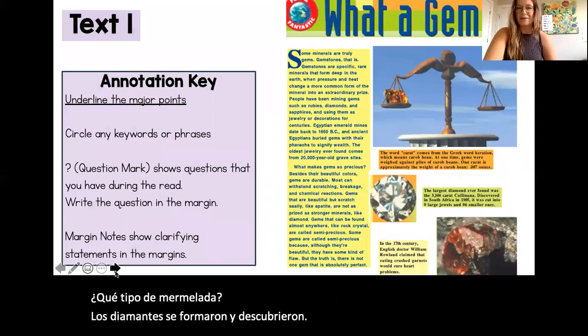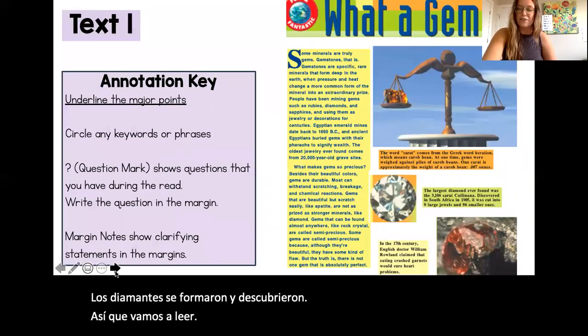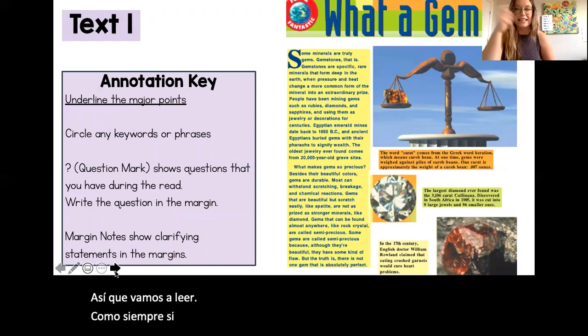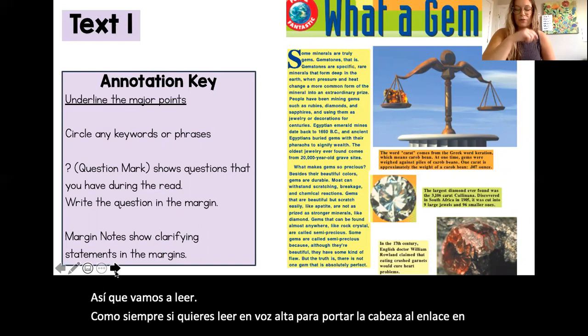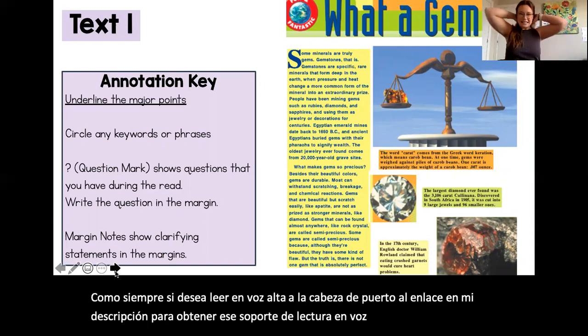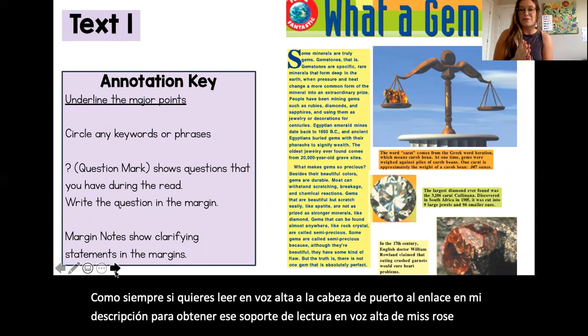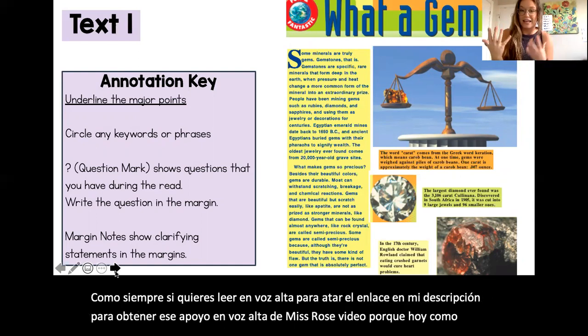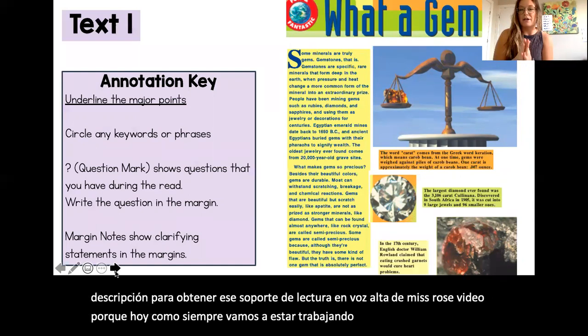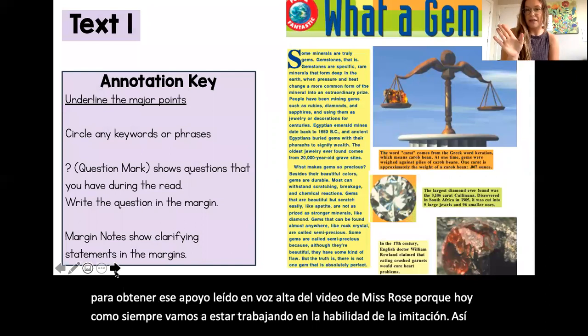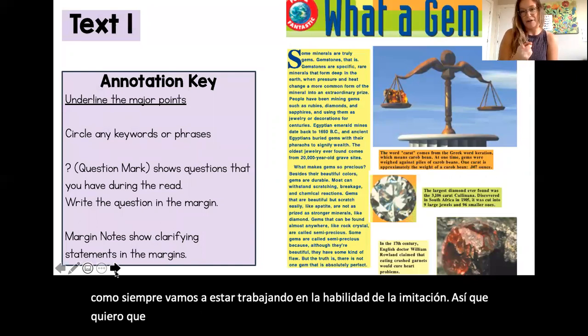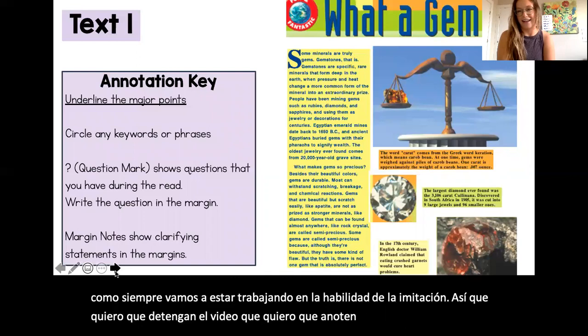So let's get reading. As always, if you want read aloud support, head to the link in my description to get that read aloud support from Miss Rose video, because today, as always, we're going to be working on the skill of annotation. So I want you guys to pause the video. I want you to annotate on your own and then come back to see how I annotated.